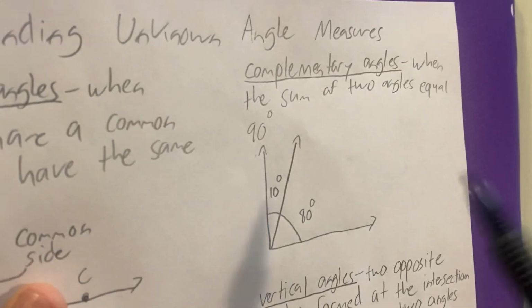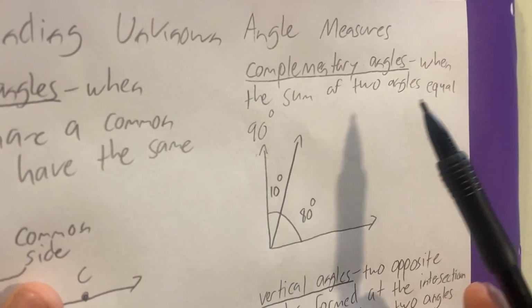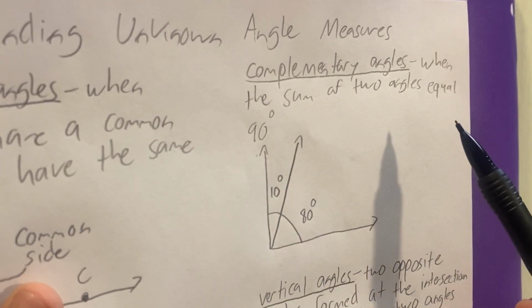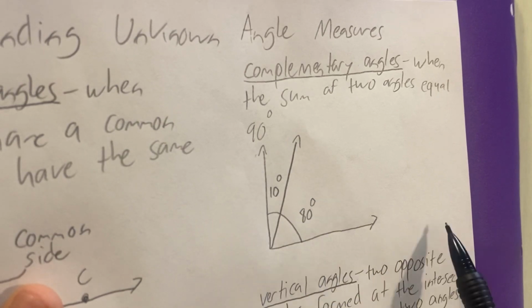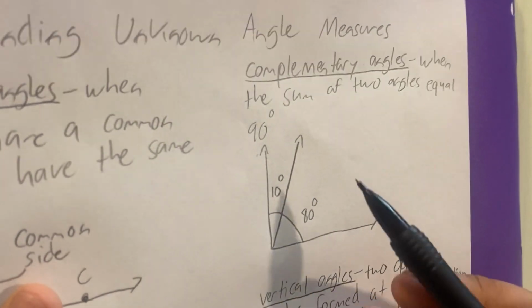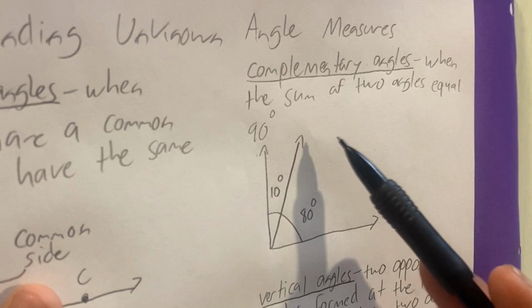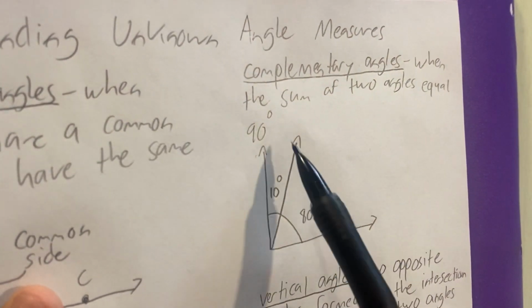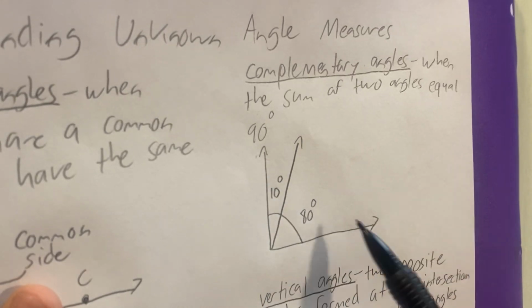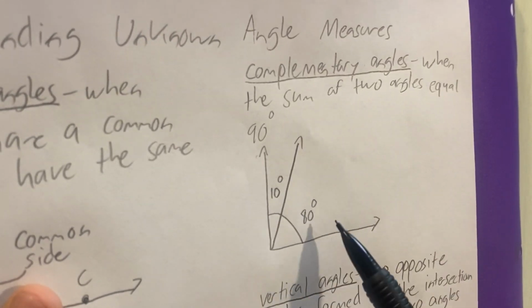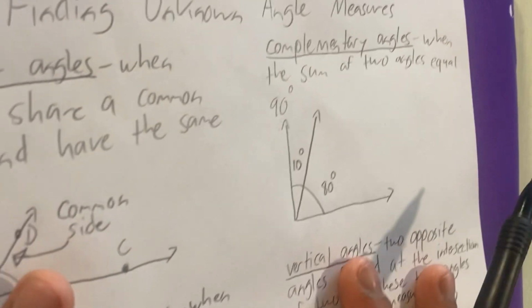Then we also have complementary angles, which is when the sum of 2 angles equals 90 degrees. So as you can see, when an angle looks like an L, that means it's making a 90-degree angle. However, these are 2 angles. It's one right here and one right here. And this angle measure, this is not drawn to scale, by the way, but this angle is 10 degrees, and then this angle is 80 degrees. 10 plus 80 equals 90, so it's a complementary angle.